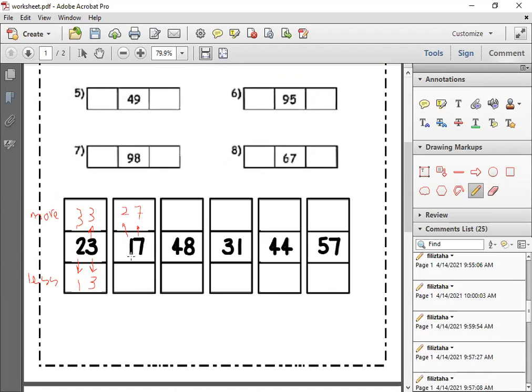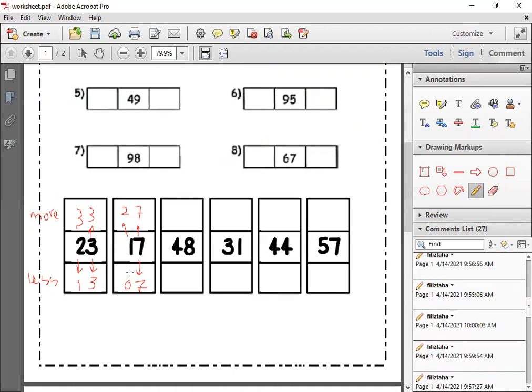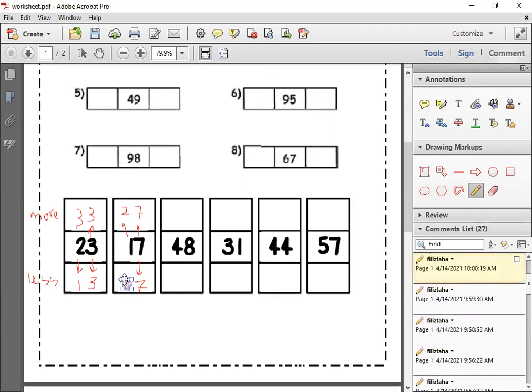10 less means I'm going to write the same 7. And I want to find the number that is 10 less than 1, which means the number that is before 1, which is 0. So the number that is 10 less than 17 is 7. Okay, the 0 on the left means nothing. Not 70. This is not 70. This is 7. Okay.